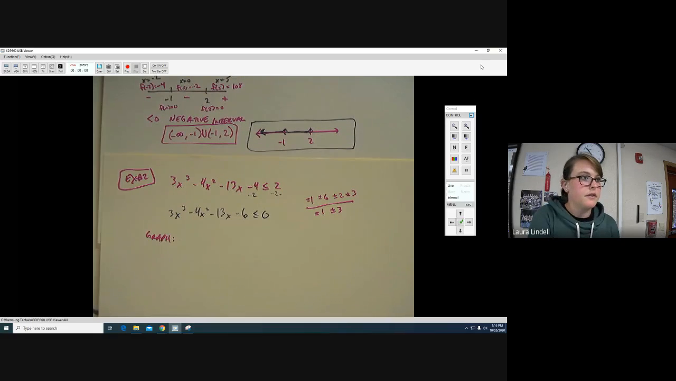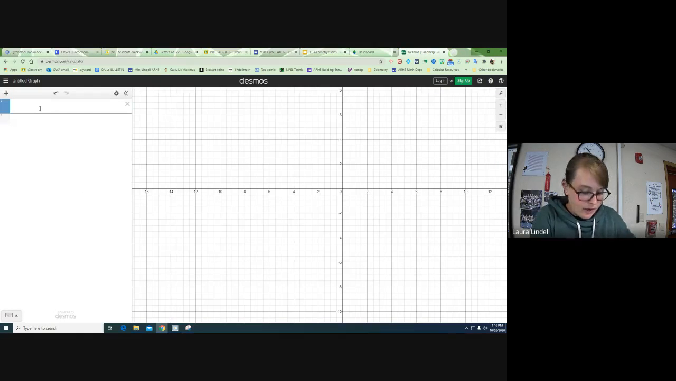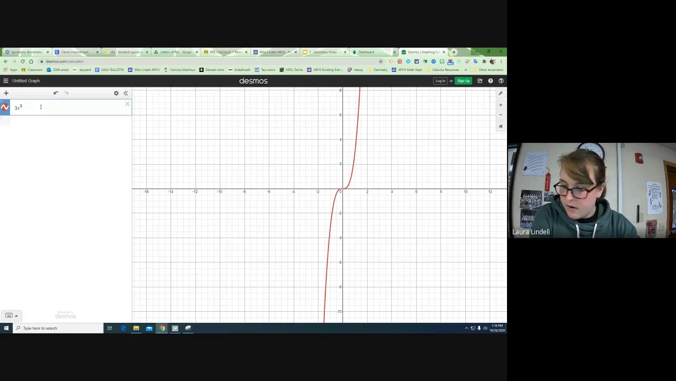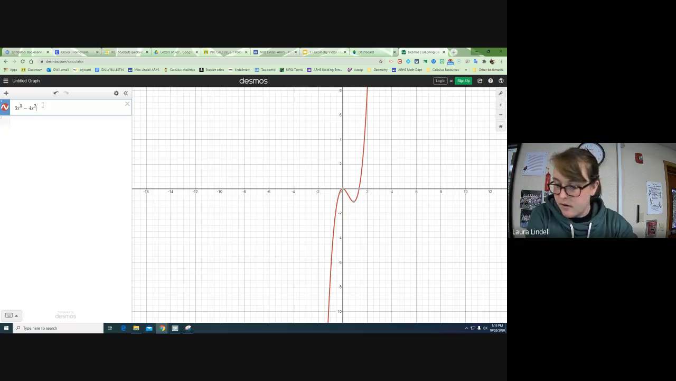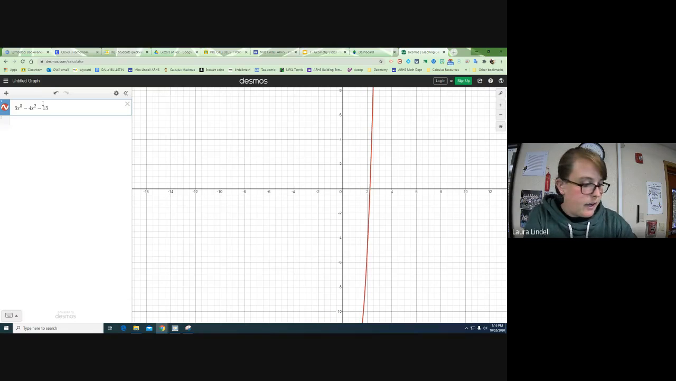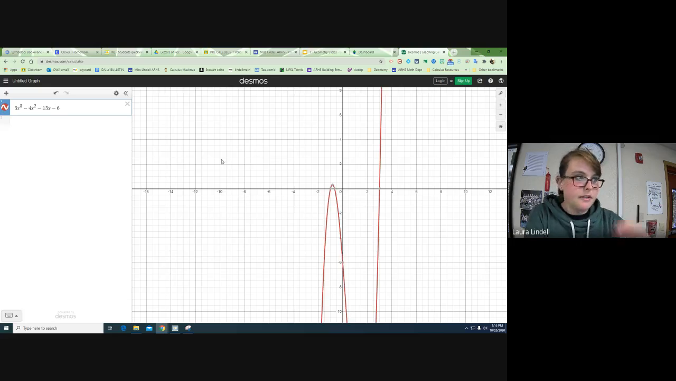To find the zeros, we would have 3x to the third minus 4x squared minus 13x minus 6. And we can see we do get some zeros here. We get -1, -0.667, and +3.